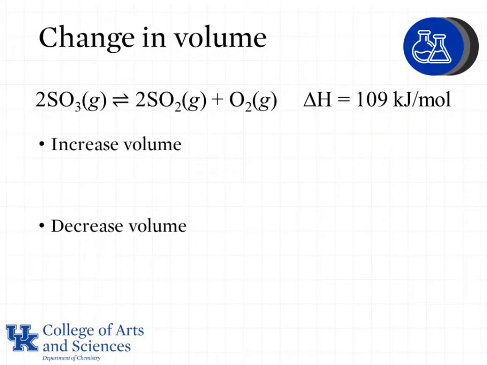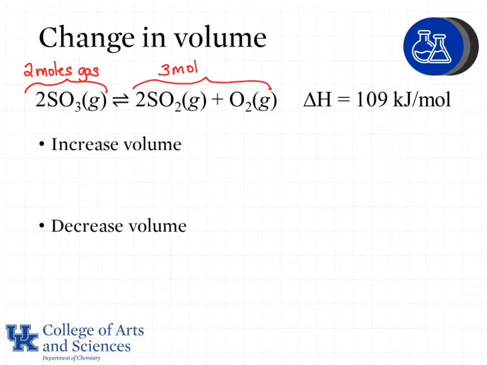Next, we will look at a change in volume. Again, the enthalpy is given here, but it is not relevant to this particular scenario. When we look at the left side of the reaction, we see that we have 2 moles of gas. We know we have 2 moles of gas because there's a 2 in front of the SO3, which represents moles, and the G after the substance, which represents gas. So we have 2 moles of gas on the left side of the equation, and on the right side of the equation, we have 3 moles of gas.